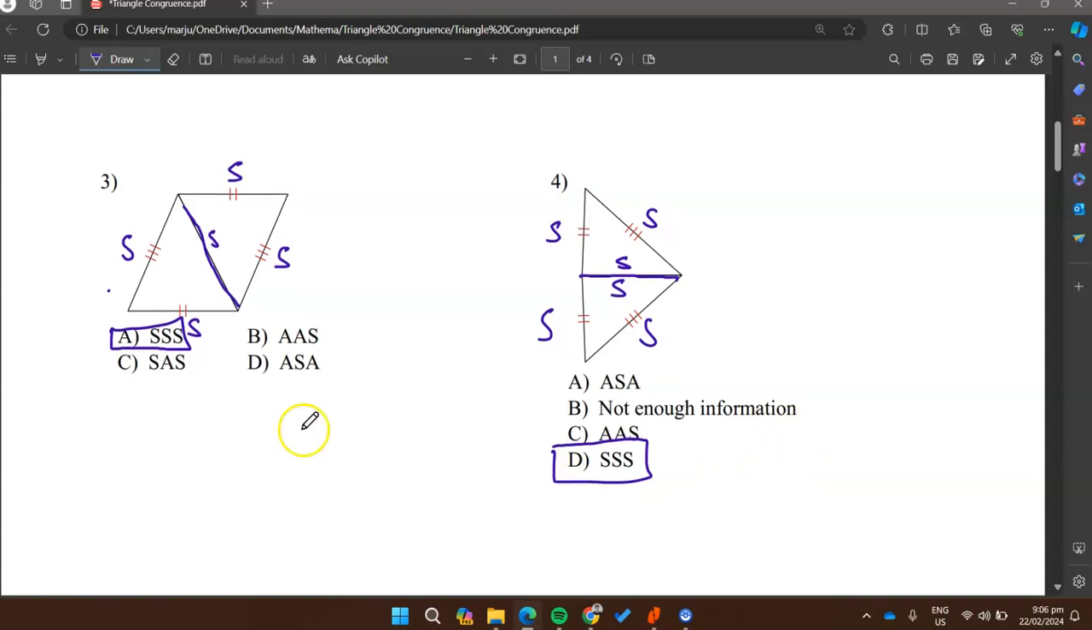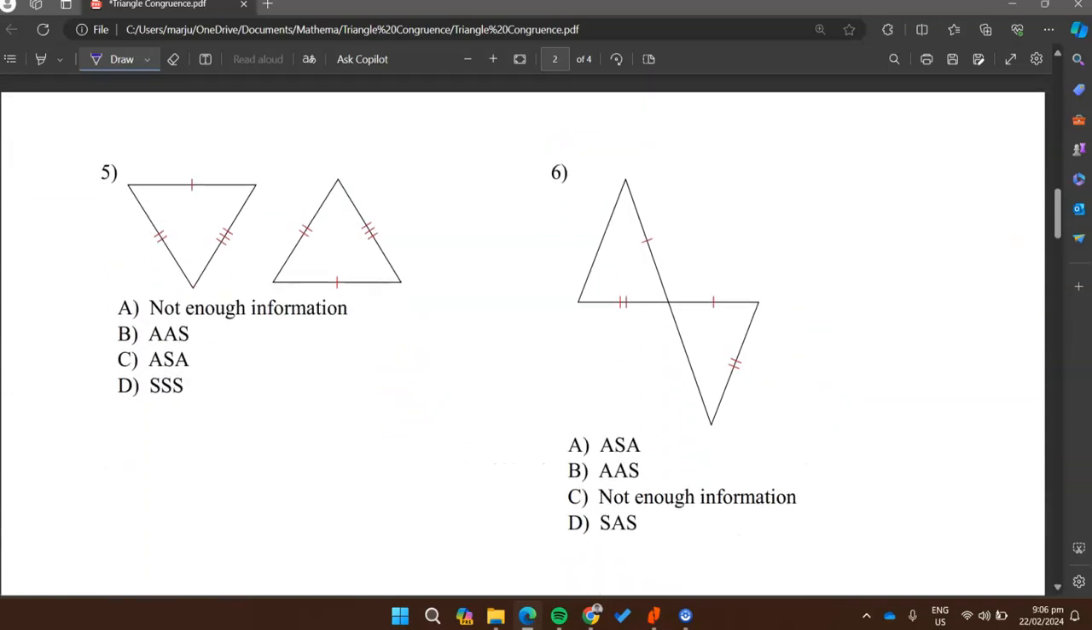Let's have number 5. We are getting the same items. We have this side is congruent to this side, so we have the side. This is congruent to this, and this is congruent to this. So we have SSS again. So that will give us letter D. What about number 6?